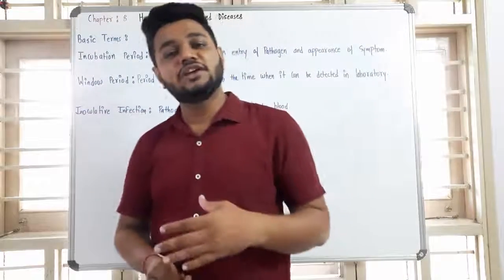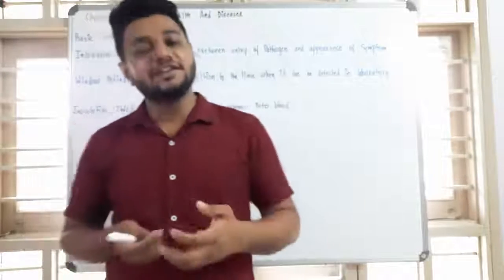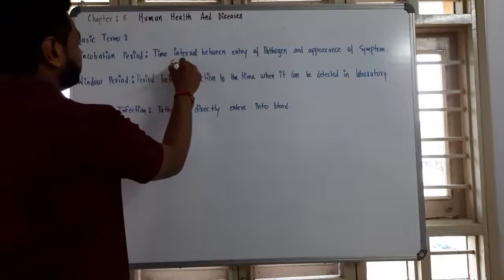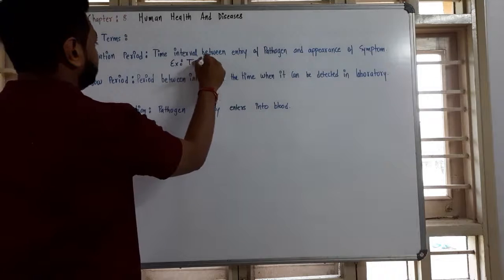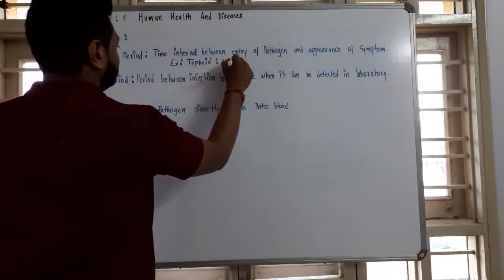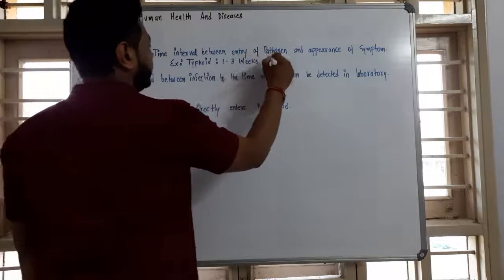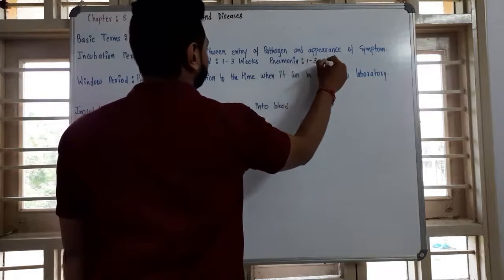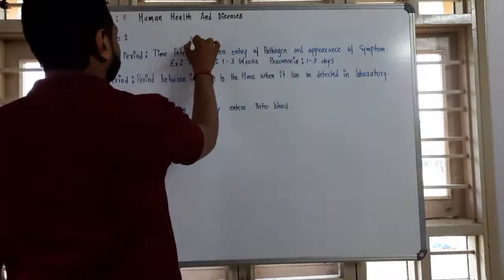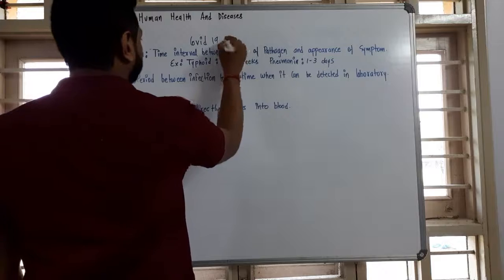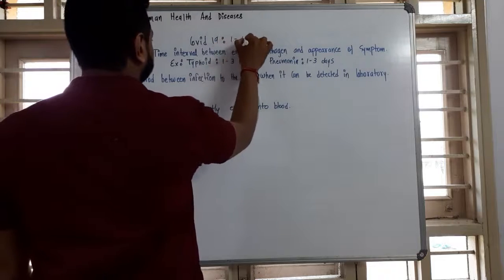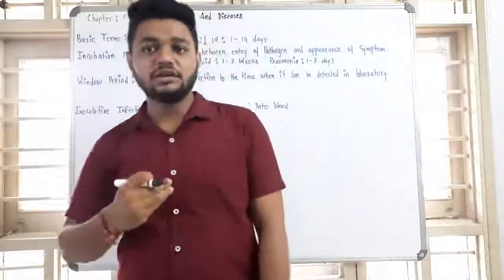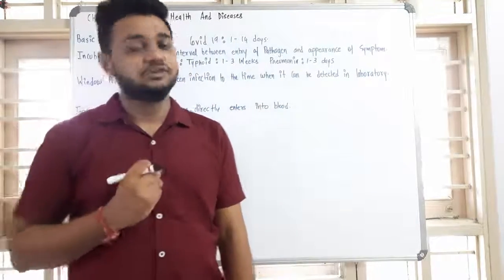Same in the case of pneumonia. If we talk about pneumonia, 1 to 3 days is the incubation period. So, typhoid is a well-known disease which has an incubation period of 1 to 3 weeks, and pneumonia has an incubation period of 1 to 3 days. And COVID-19 is a pandemic now and its incubation period is 1 to 14 days. So that is the time interval between the entry of the pathogen and the appearance of the first symptom.